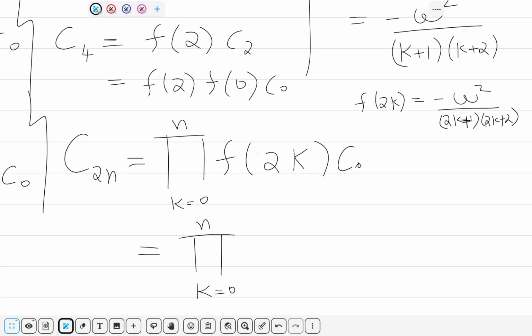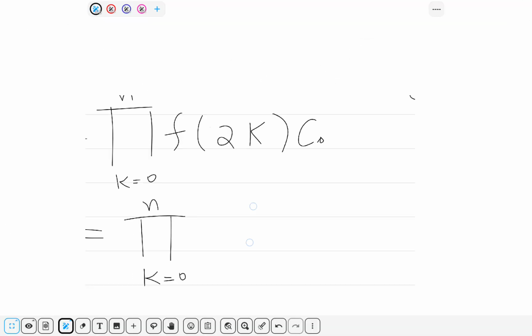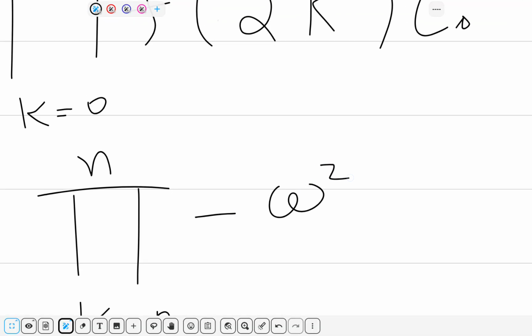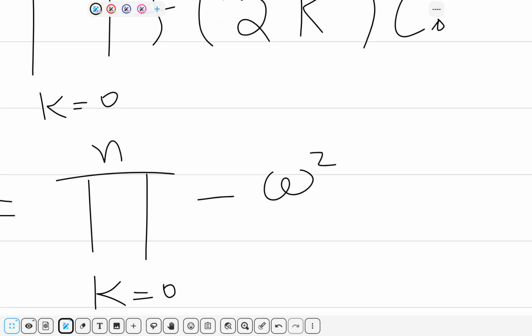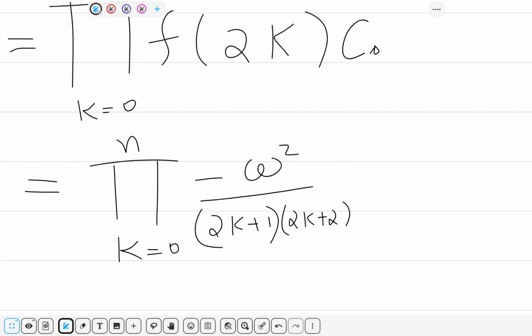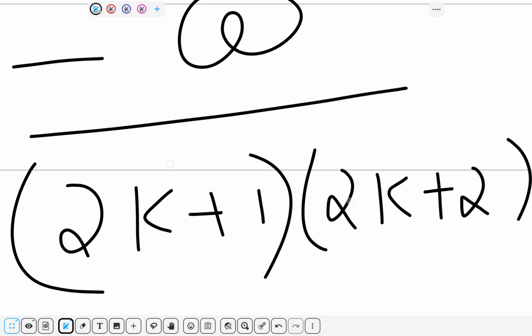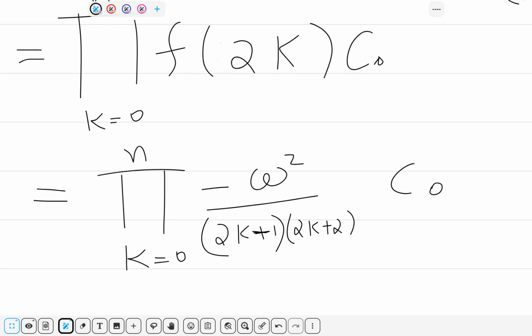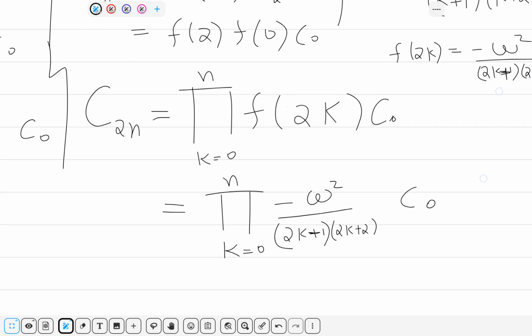If that is the case, let me just substitute it: minus omega square divided by 2k plus 1, 2k plus 2, times C0. And if I do more math, I should be able to tell what this would be as well. I'm pretty sure there must be some relationship for factorials as well.